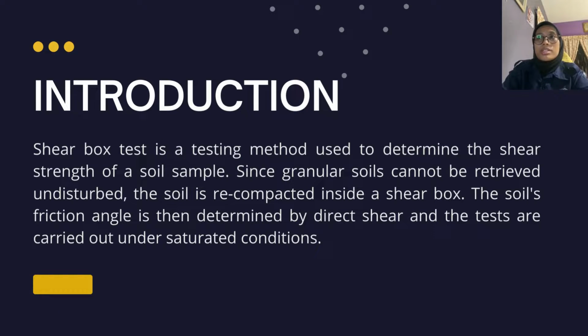Introduction. Shear box test is a testing method used to determine the shear strength of a soil sample. Since granular soil cannot be retrieved in an undisturbed state, the soil is recompacted inside a shear box. The soil friction angle is then determined by direct shear, and the tests are carried out under saturated condition.